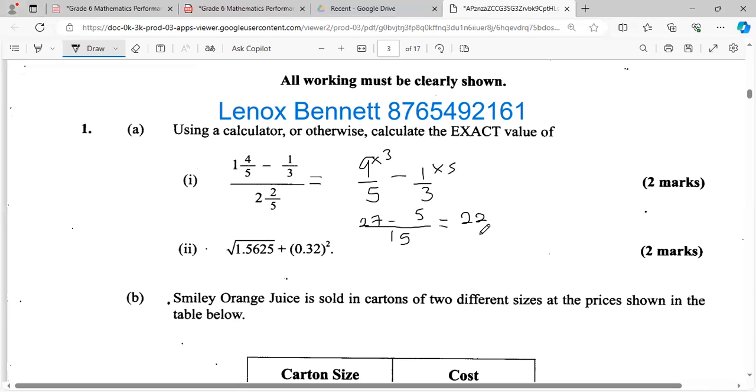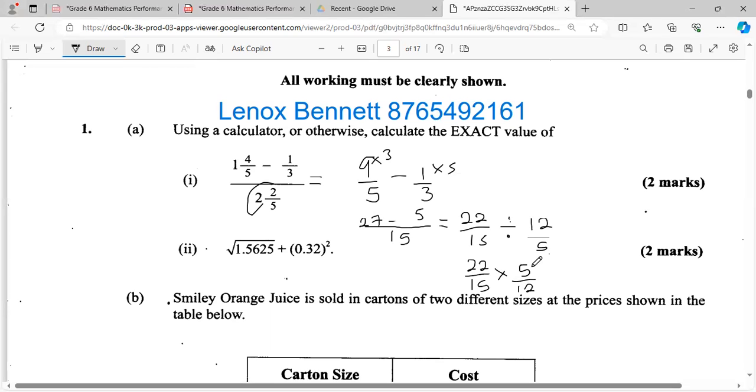And remember, we were asked to divide it by 2 and 2/5. So I'm going to convert 2 times 5 is 10, plus 2 is 12 over 5. So this becomes 12 over 5. And of course, we know what the rule says. Once we are dividing, we have to keep the first fraction. So let's keep the 22 over 15. Change the division to multiplication, but we have to reciprocate. So this becomes 5 over 12, which was originally 12 over 5.